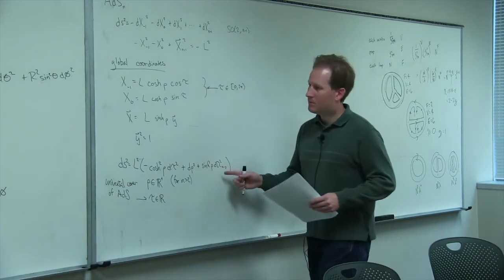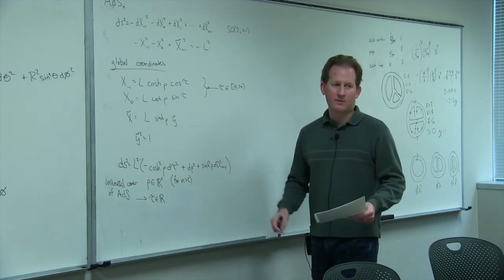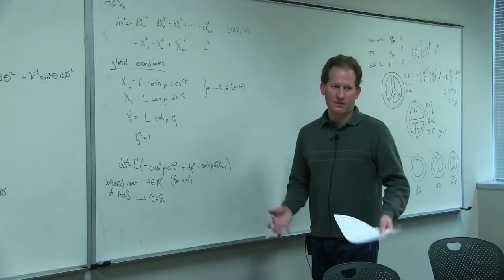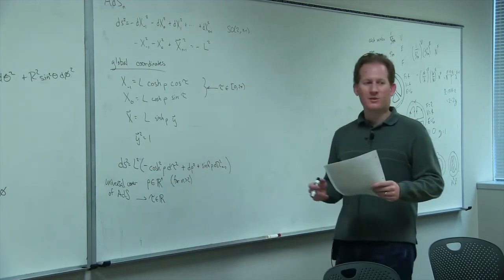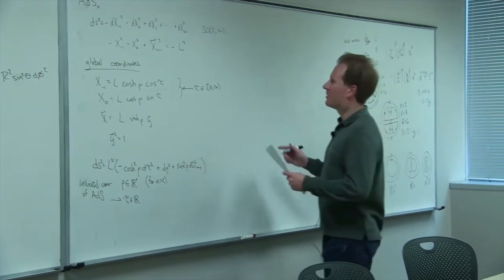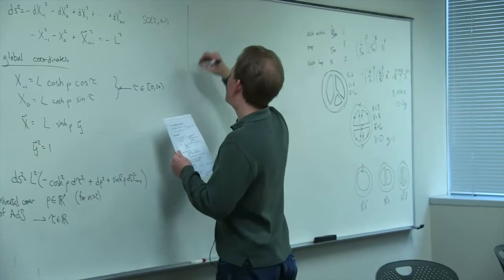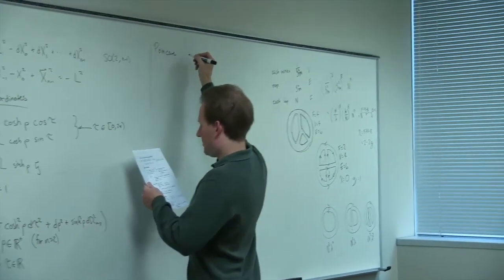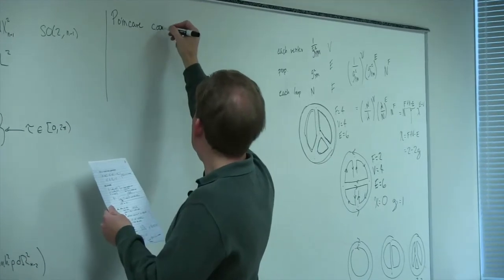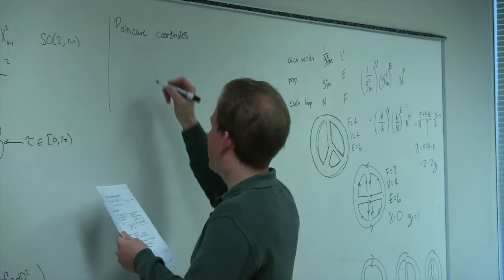So that would mean, because I'm going to put the conformal field theory at the boundary, that I have a conformal field theory on a sphere. I'd have my gauge theory on a sphere, which we don't usually like. We like flat space. So instead, people usually work with Poincaré coordinates, which are defined as follows.